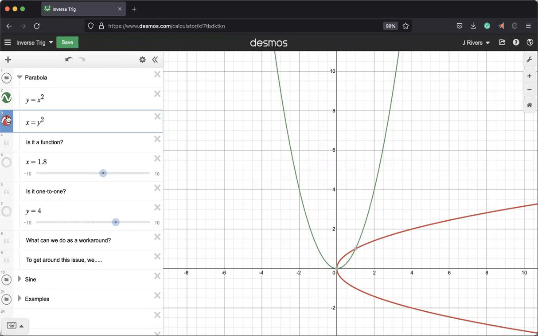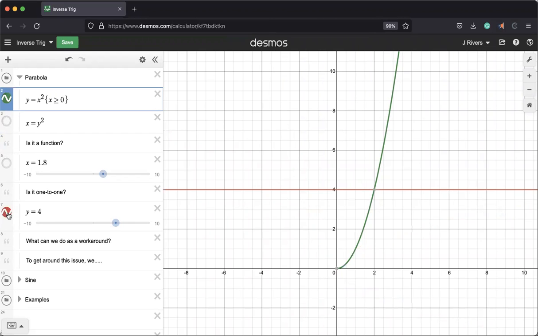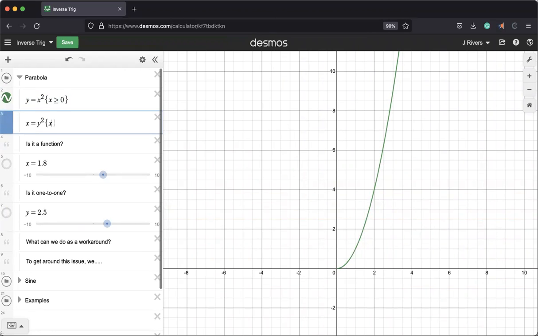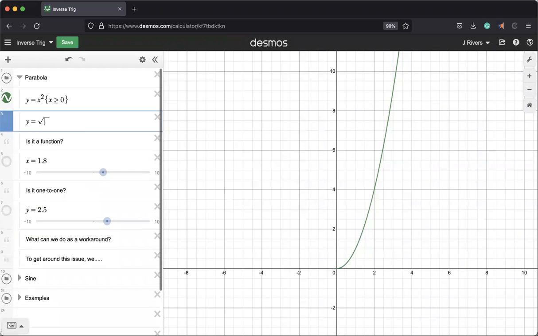So what's a workaround that we have for this? Well, instead of taking the entire parabola, we're just going to restrict the domain. So let's just take x greater than or equal to 0. Would it now pass the horizontal line test? It sure does, right? We only get one point at every intersection. So if we restrict the domain, our inverse will be a function. Let's check it out just to be sure. The inverse would be the square root of x, but it'd only be the positive square root, not also the negative. And so we see now that the inverse is also a function.